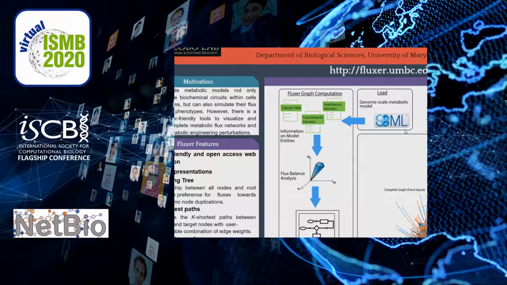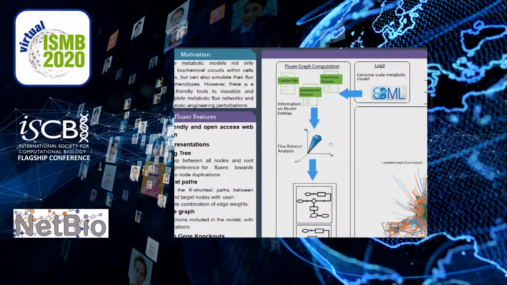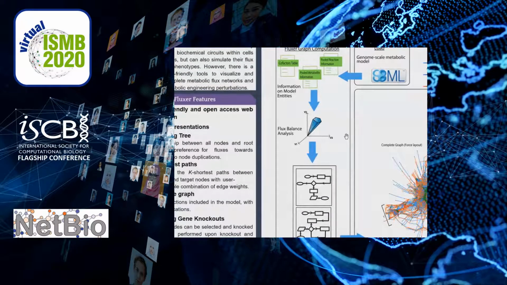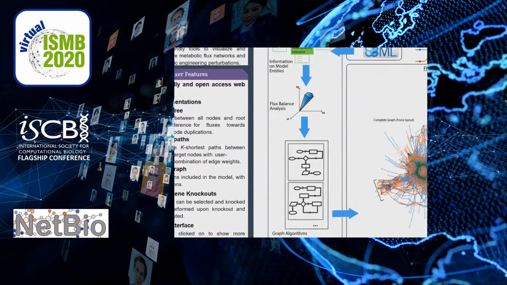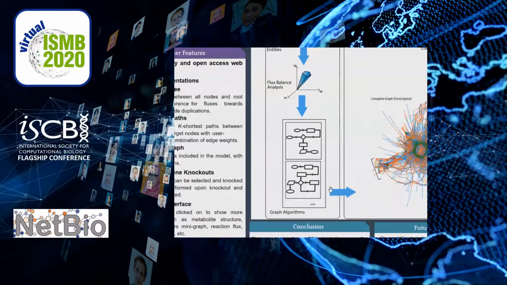Once a file or model is loaded, graph computation is performed, where the SBML reaction and metabolite namespace is compared to reaction and metabolite information tables housed within Fluxer to identify the cofactor metabolites, get crosslink information about these entities, etc. Next, FBA is performed using CobraPy, and the results are converted to graphical representations using various graph algorithms.